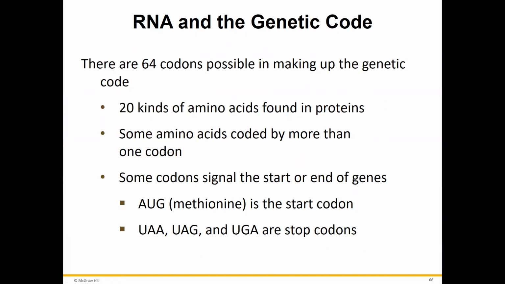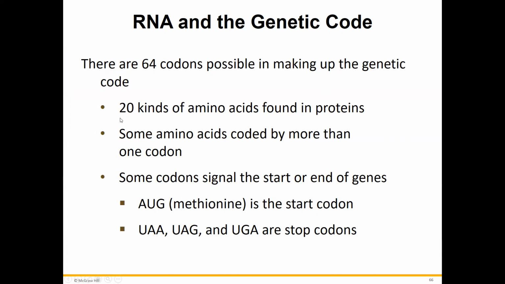Okay, so let's dissect that video and look at all we know about translation. There are 64 codons that are possible in making up the genetic code. The genetic code is work that was done once Watson and Crick figured out the function and the structure of DNA. So how is it that we know there's 64 codons?